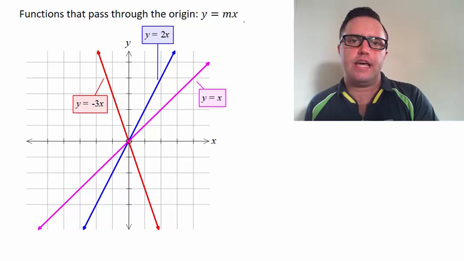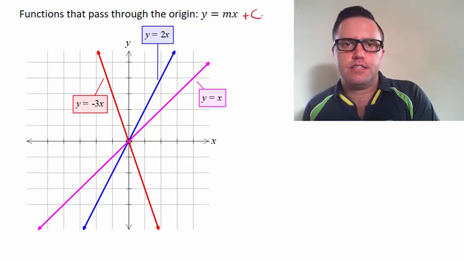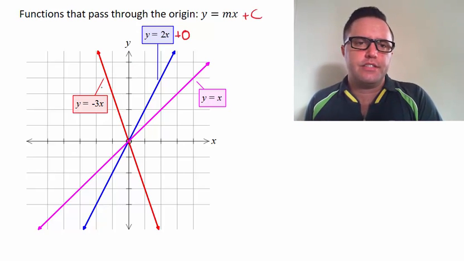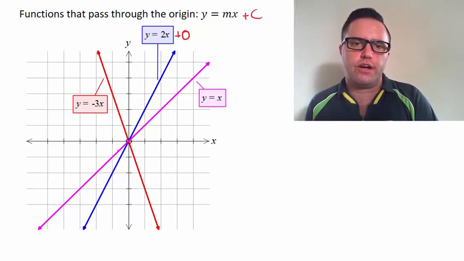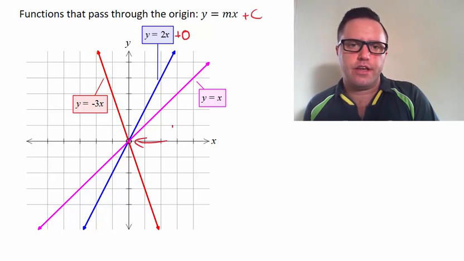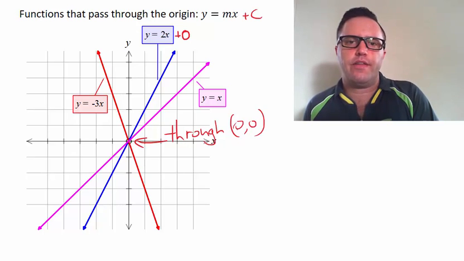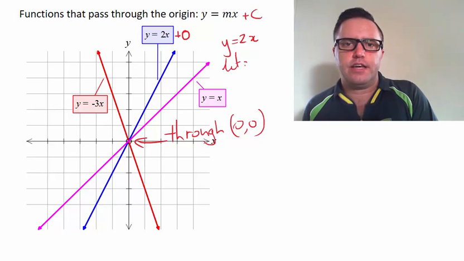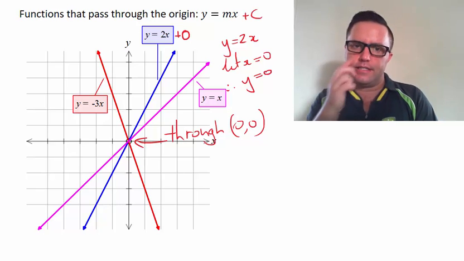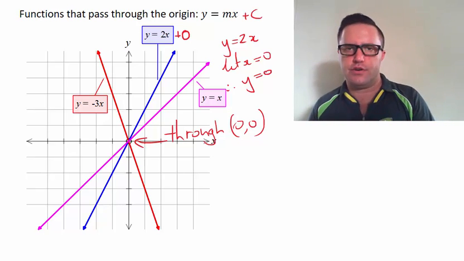We also have functions that pass through the origin. They are in the form y equals mx. They still have a plus c on the end, but it's plus 0, so you don't bother writing it. So y equals x, y equals 2x, y equals negative 3x, and they're all passing through the origin, through (0, 0). I hope you can see why that is, because if we have y equals 2x and we let x equal 0, then y is equal to 0. No matter which one we feed in, we're always going to get 0 back.